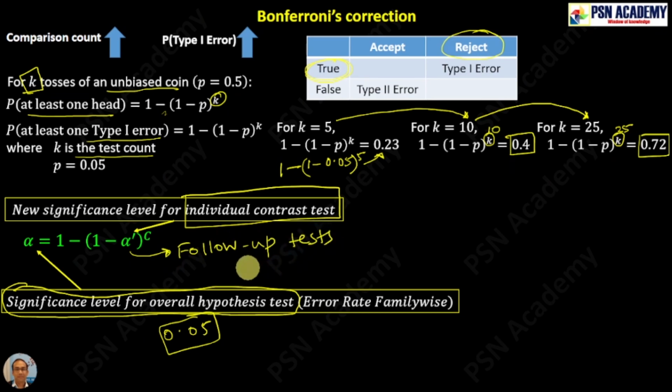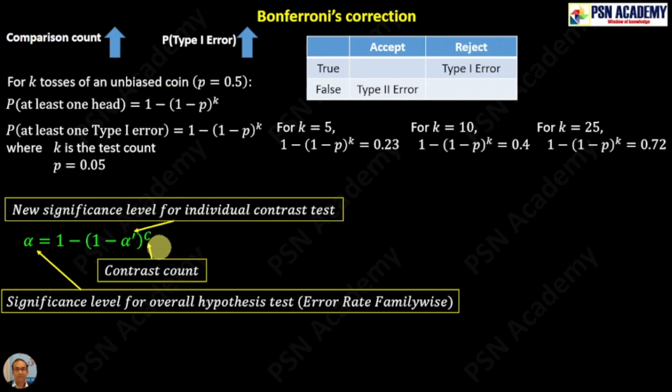So the overall significance level is 0.05. But when the count of follow-up tests is 2, we have 2 questions, so the number of tests goes up. In that case, if we stick to 0.05, we will have a higher probability of type 1 error. So we have to adjust this alpha to a new significance level, that is alpha dashed. Clear?